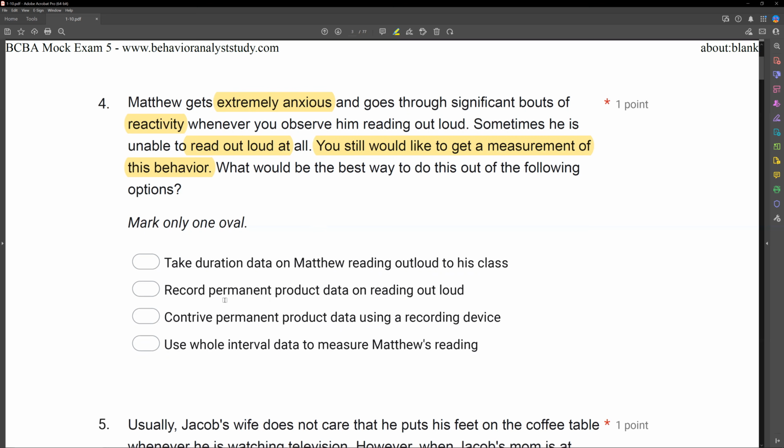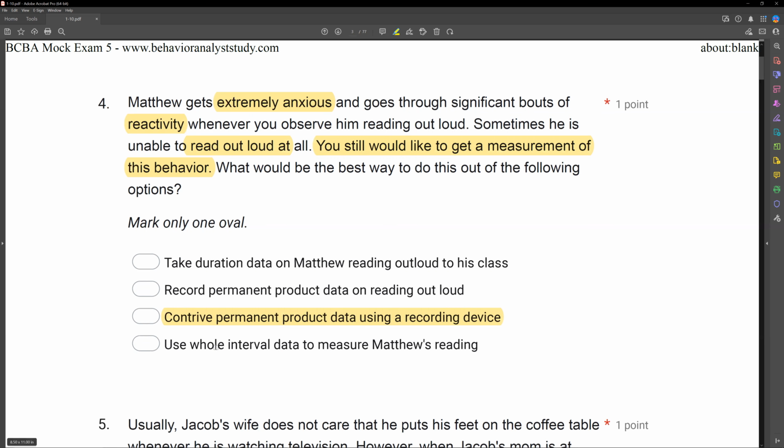A, take duration data on Matthew reading out loud to his class. Well, duration data is going to be a direct observation. It's not really going to help with your reactivity problem. B, record permanent product data on reading out loud. Is reading out loud going to create a permanent product? Not in that form. Once I read out loud, I'm reading out loud right now, right? And it's just gone, okay? But how am I capturing myself reading out loud? Well, C, I'm contriving permanent product data using a recording device. So it is possible to contrive permanent product data.